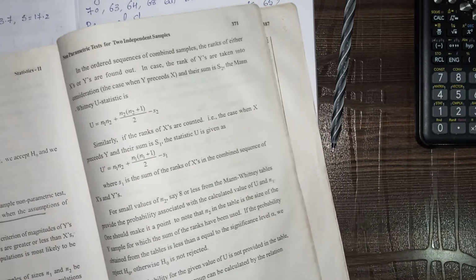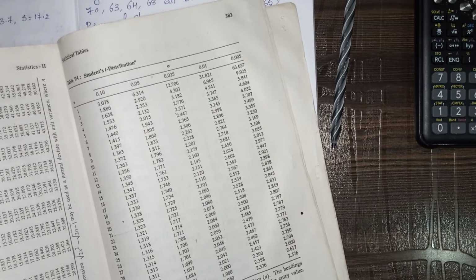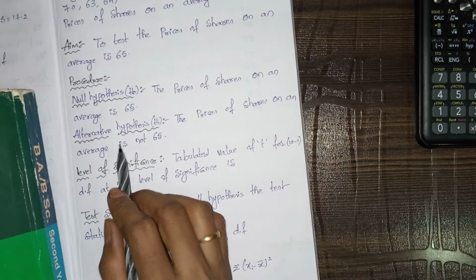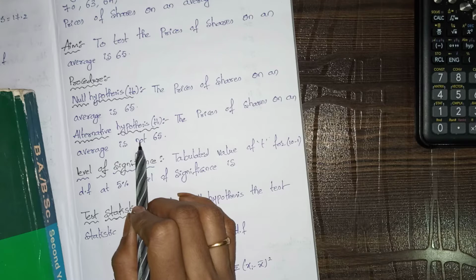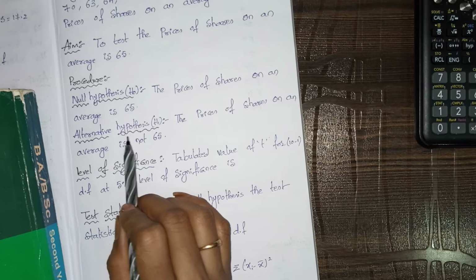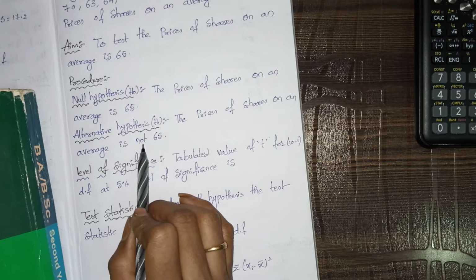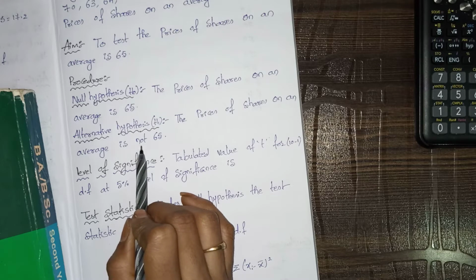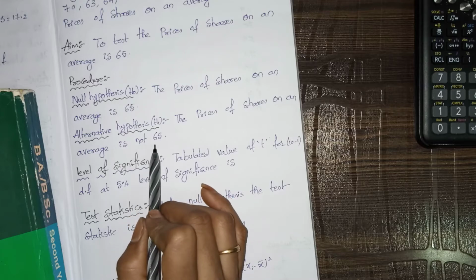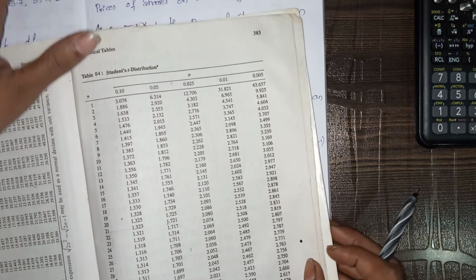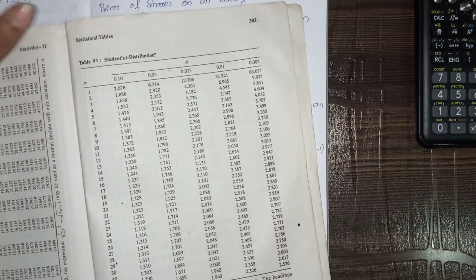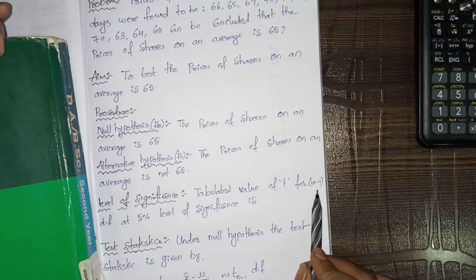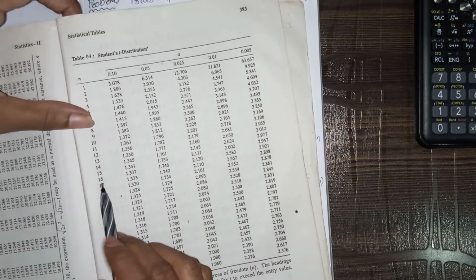In the t distribution table, which table value we have to choose depends on the alternative hypothesis. Here we took not equals to, so that's why it comes under two tail. Not equals to means nothing but two tail, so we have to see in this column. n minus 1 is 10 minus 1, that is 9.